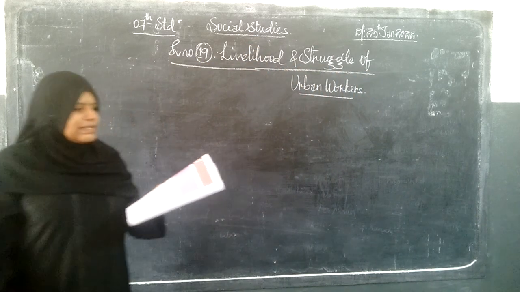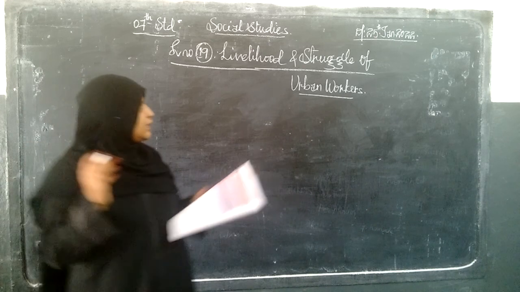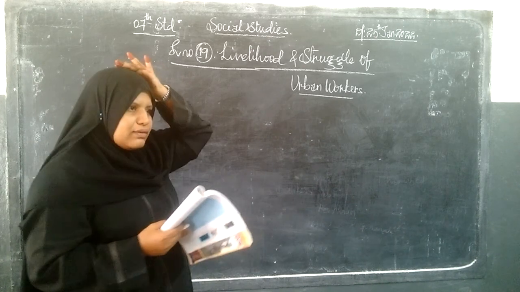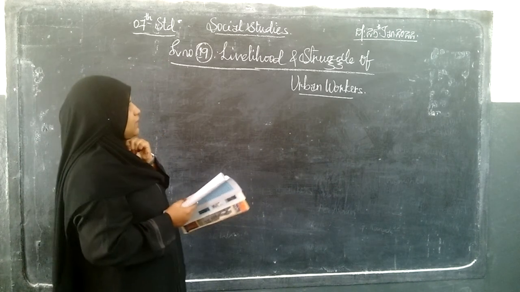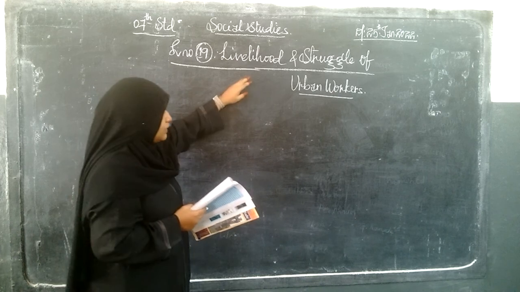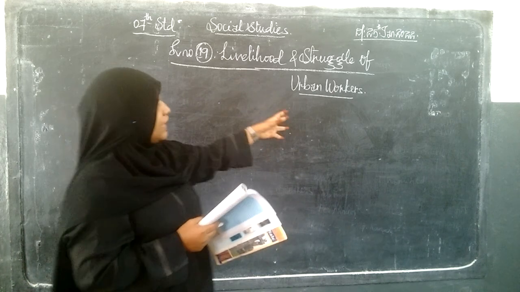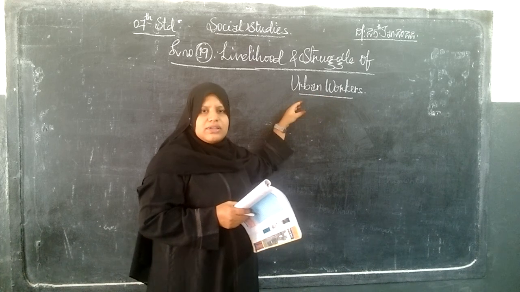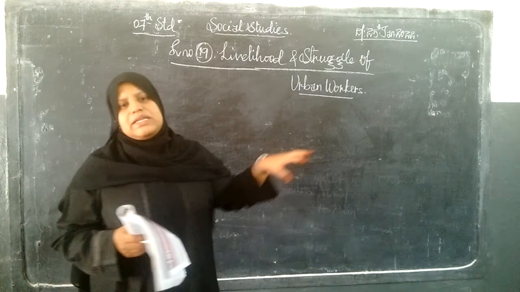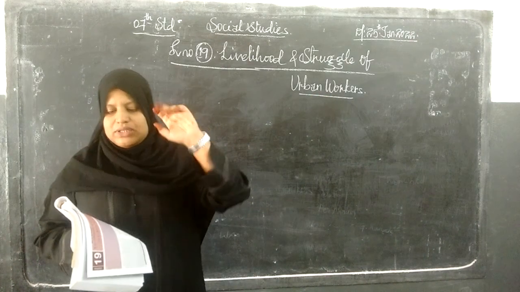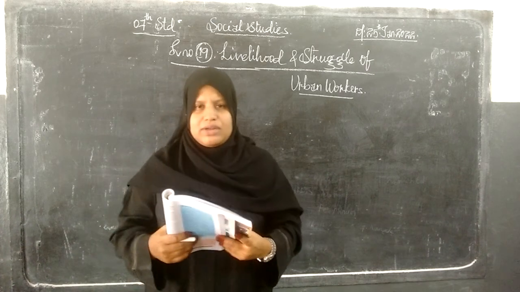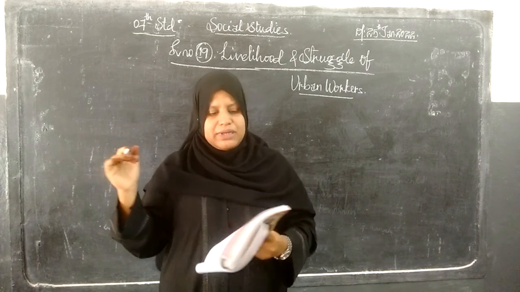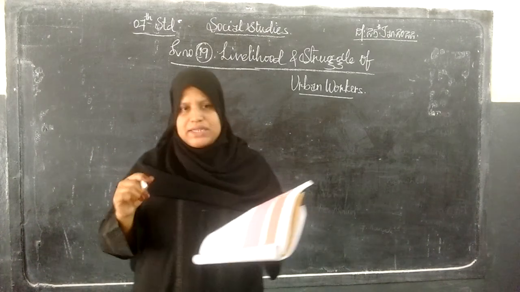Regarding this lesson, we have seen what is meant by livelihood. Livelihood is the support, basically it goes to the money. Struggle is what effort they are making, and this relates to the workers in urban areas, basically cities and towns. So in this regard, the first part involves the purple color one. We are just going to get it started.